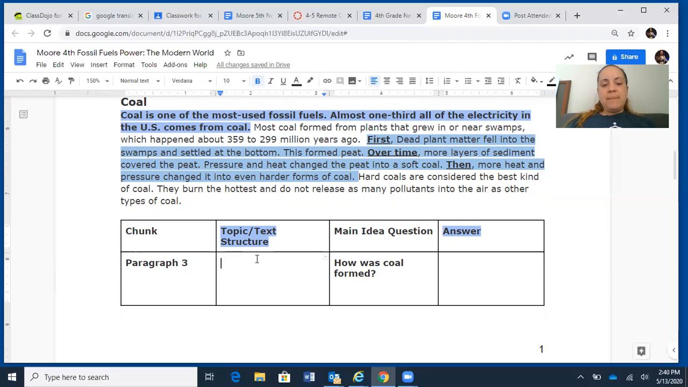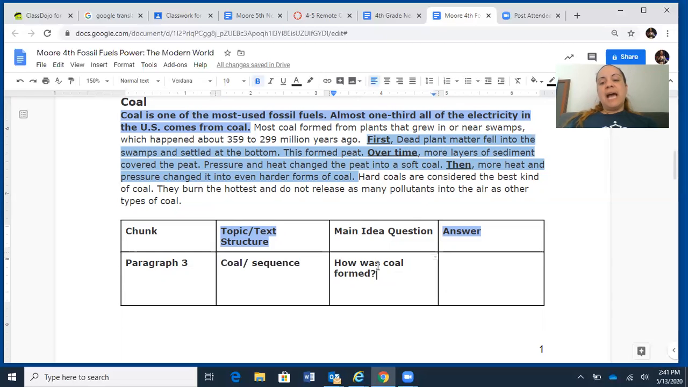Okay, so the topic here is coal and the text structure. Now I highlighted and underlined 3 important words that are showing me the text structure. First, over time, and then. So it's telling me how the coal was formed in a certain order. So what do we call the text structure about order? Starts with an S. You got it, sequence. There it is, the text structure is sequence.